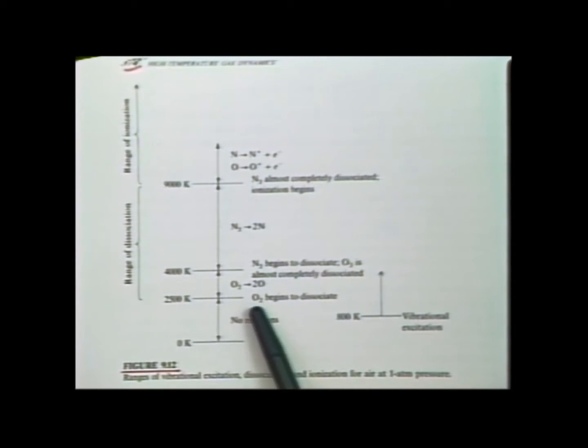Now, as we continue to heat the air, keeping the pressure constant at 1 atmosphere, heat it up to a higher temperature. As soon as we hit about 2,500 K, around 2,000 to 2,500 K, the oxygen is going to begin to dissociate in the air. The oxygen molecules are going to be torn apart. Between 2,500 and 4,000 K, the major chemical reaction that's going on is the dissociation of oxygen. By the time you hit 4,000 K, almost all the oxygen has been dissociated.